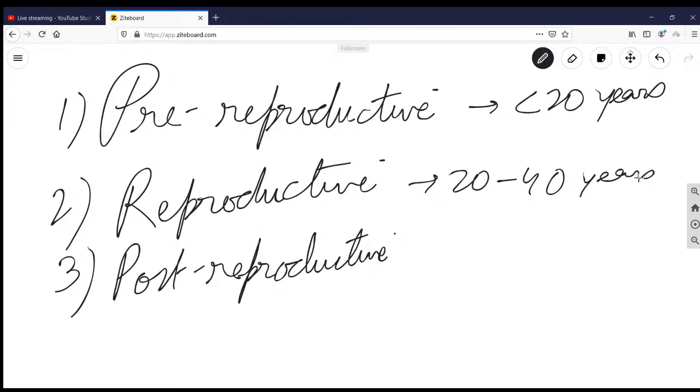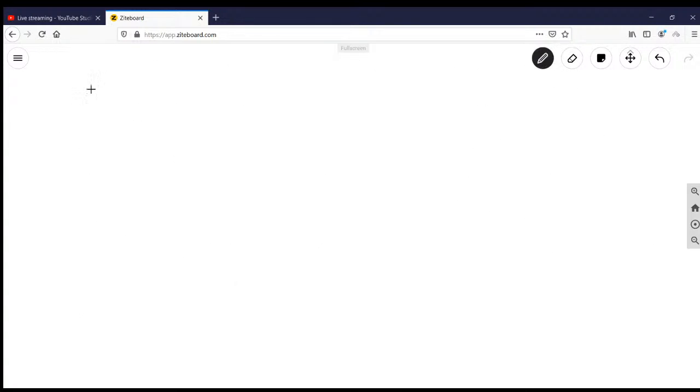But after 40 we do not go for any reproductive ideas, because we need to manage our family from the monetary or economic perspective. Post-reproductive is after 40. After 40 one doesn't want any further kids, due to financial perspective and family planning. This is how the human population is divided. Now we can also have a rapidly growing population, also known as an expanding population, meaning high birth rate and low death rate. Here, what will happen in the case of a rapidly growing population?